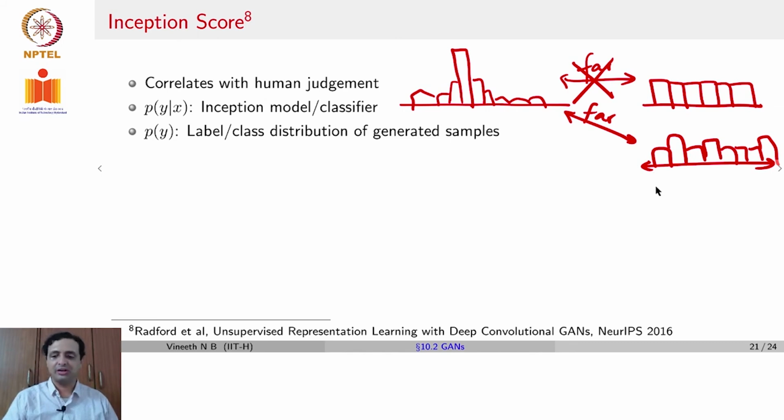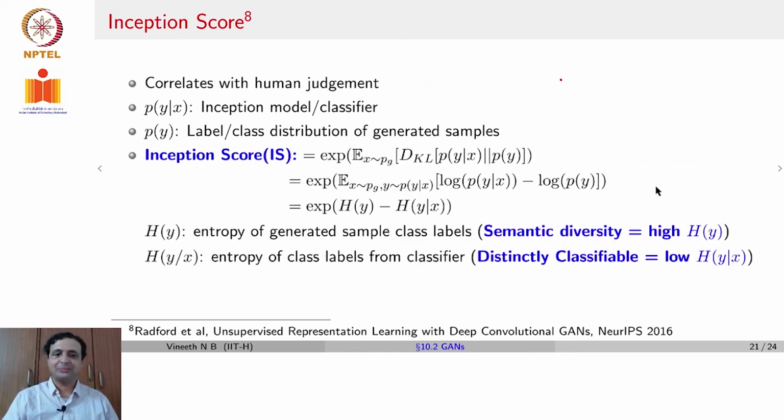your generated images. So the inception score is given by a KL divergence between P of y given X and P of y, which can be written as log of P of y given X minus log of P of y, which can also be written as the entropy of y minus entropy of y given X.